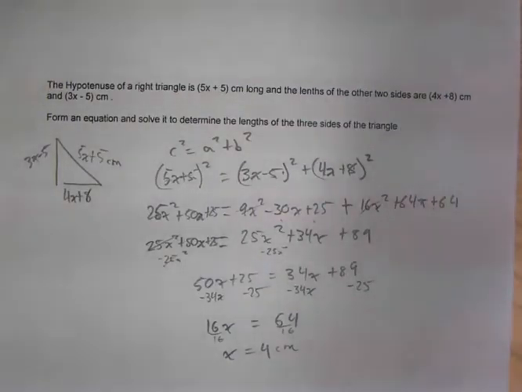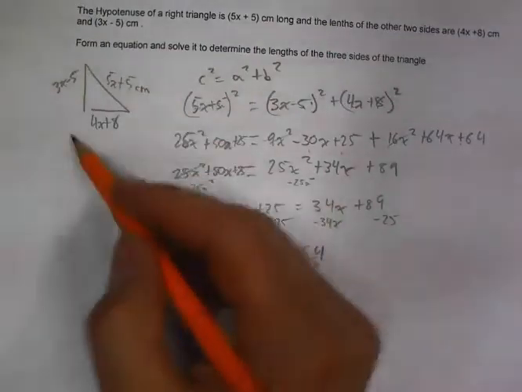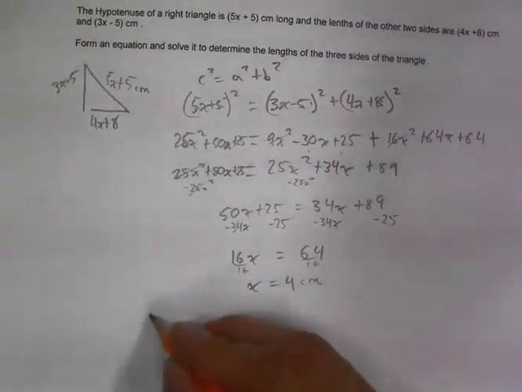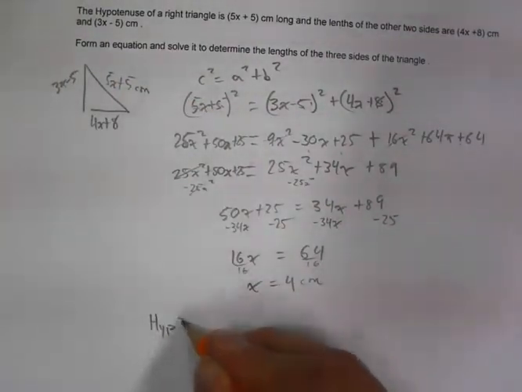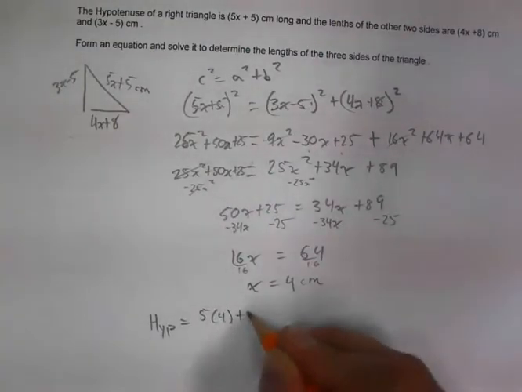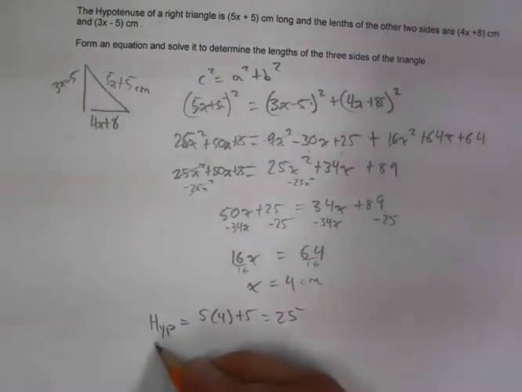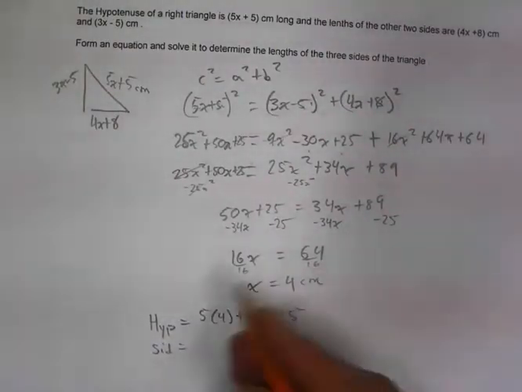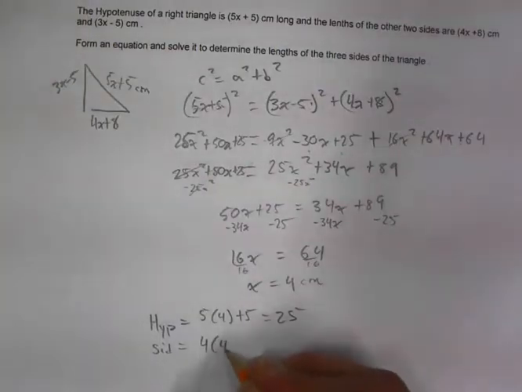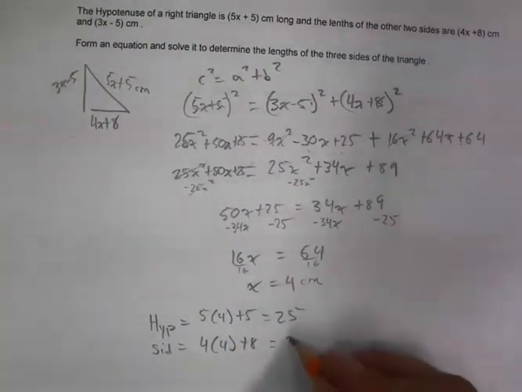I could solve for everything else. So we plug 4 into each one of these. So I know my hypotenuse is equal to 5 multiplied by 4 plus 5, which will give me 25. My one side, or leg, is equal to 4 multiplied by 4 plus 8, which is 16 plus 8, which is going to give me 24.